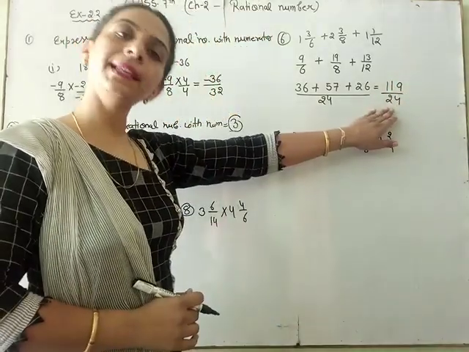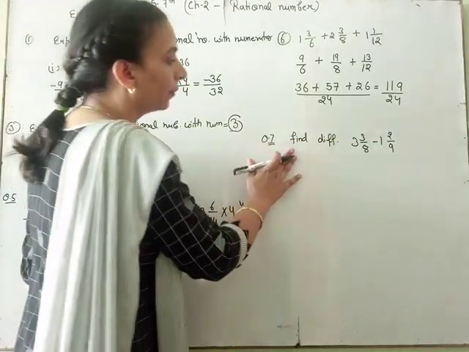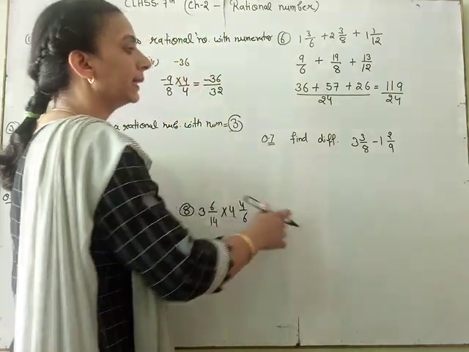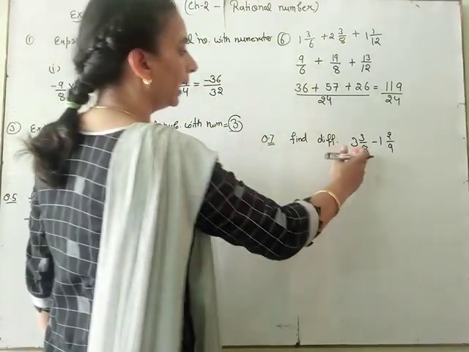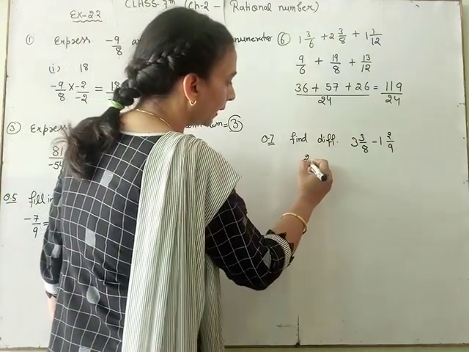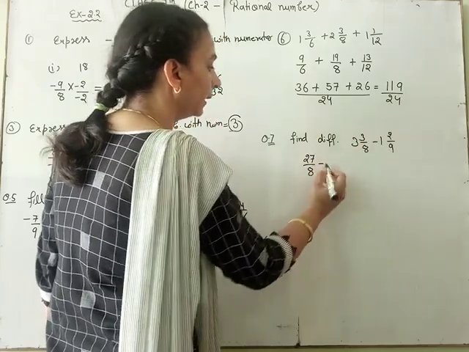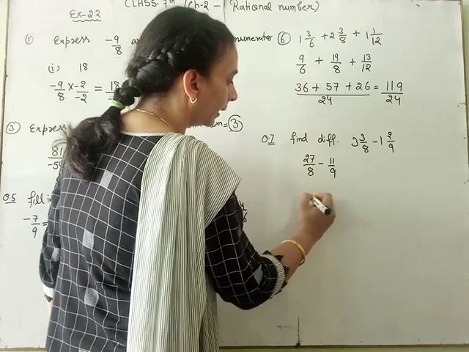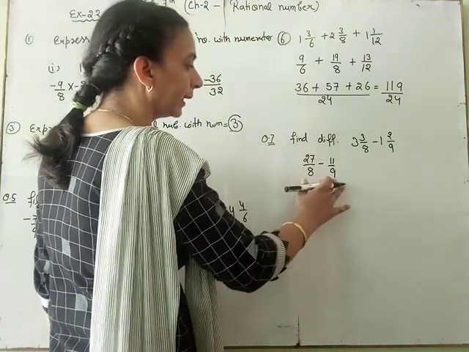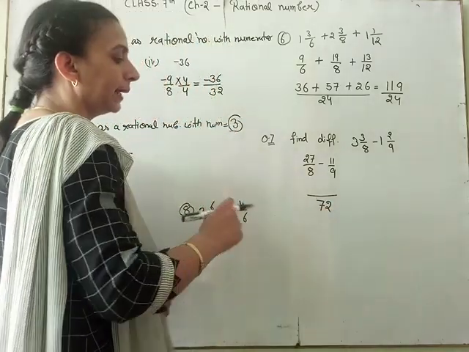Again, you find this in a mixed fraction. Okay, next is question number 7. Find the difference between these. First we express this in simple form. 8 times 3 is 24, 24 plus 3 is 27, so 27 by 8, minus 9 and 2 which is 11 by 9. First we take the LCM of 8 and 9. What is the LCM of 8 and 9? 72. Okay, 72 is the LCM.